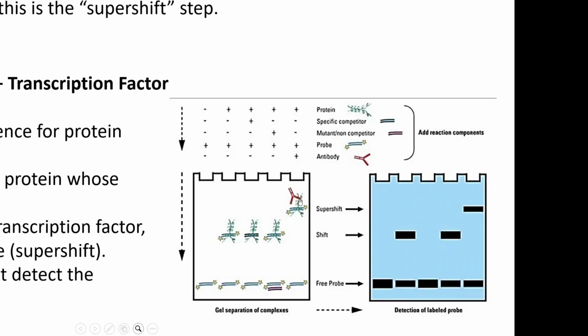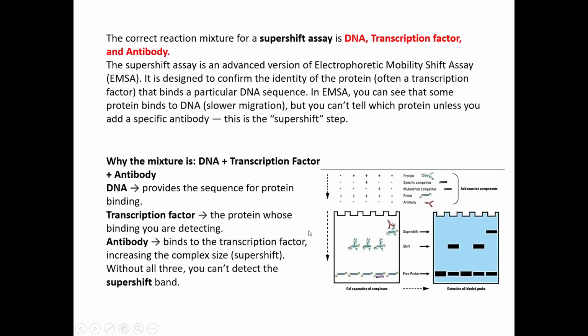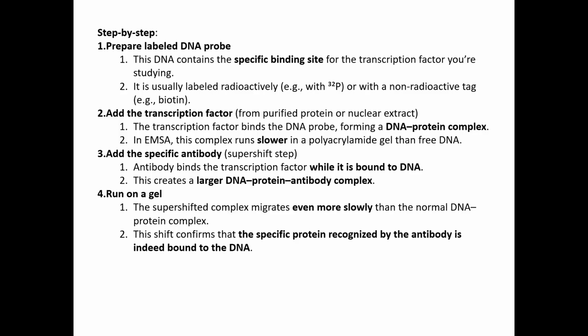So now that it has bound, you can identify it because you have the antibody of interest specific to that particular protein. So this now will travel much slower than the previous only protein and specific competitor. So this is your shift, this is your super shift. So this is where your antibody also shows slower migration because that is also protein. So this helps you identify which protein has interacted with your specific DNA sequence.